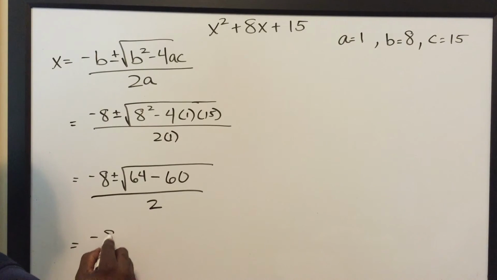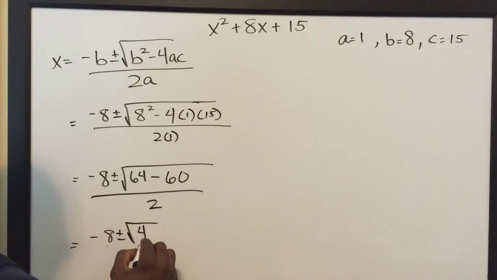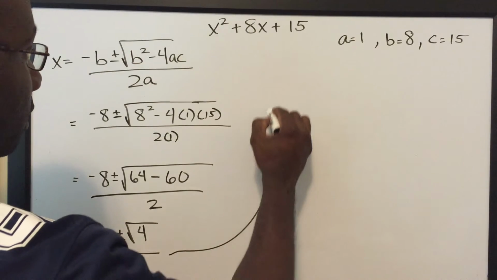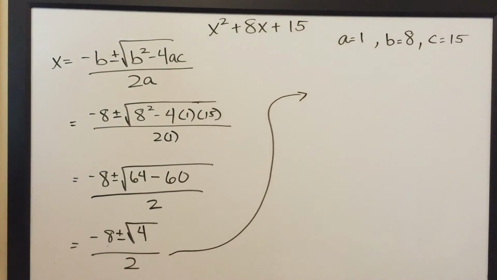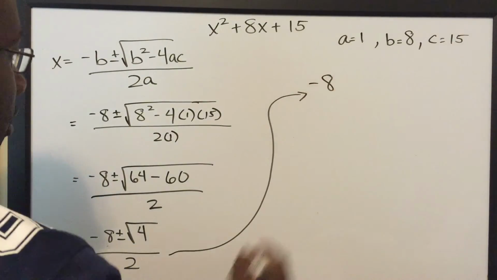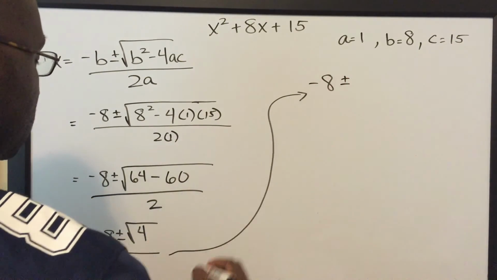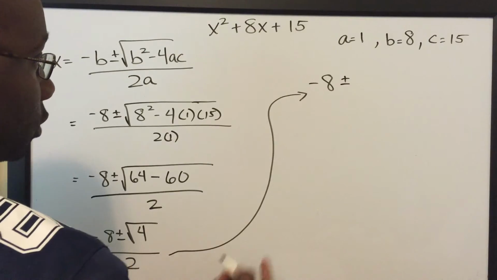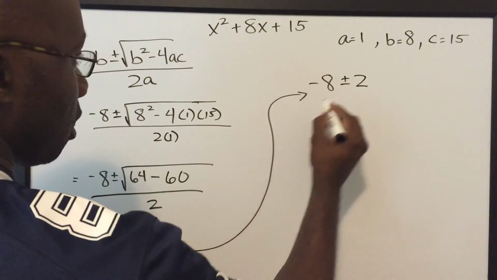That equals minus 8 plus or minus the square root of, still simplifying what's under the radical, 64 minus 60, that's 4, all over 2. Okay, I'm bringing this up right here to give me some more space. So now I have minus 8 plus or minus the square root of 4. 4 is a perfect square, so that's 2, all over 2.